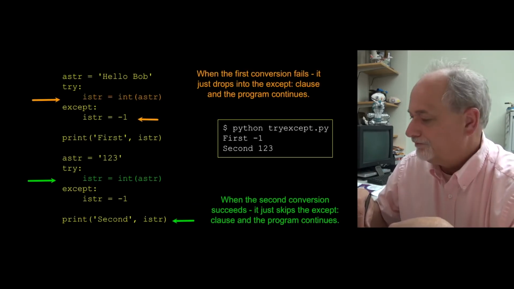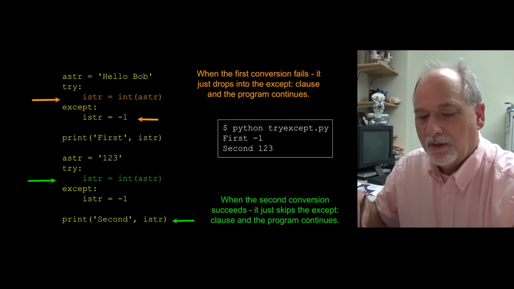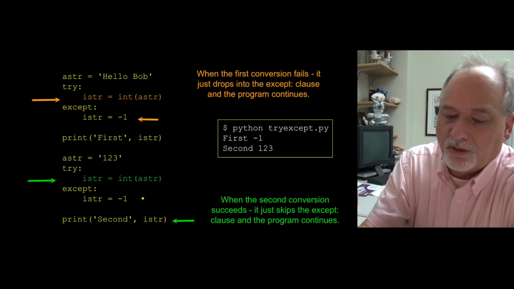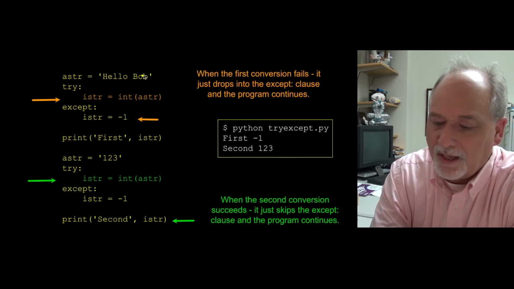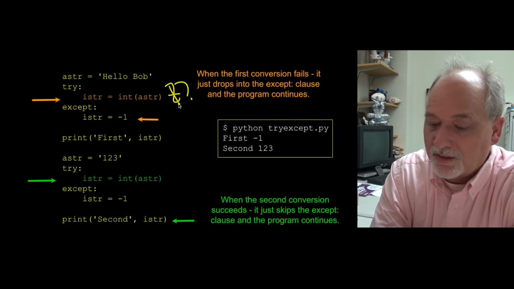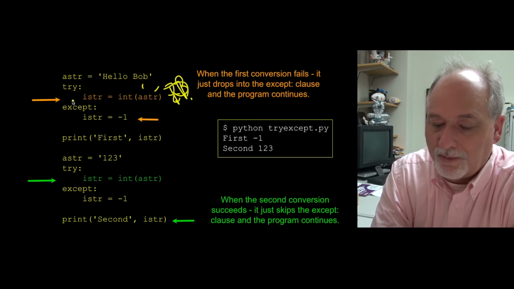So here's a bit of code for the try and except. And we just have 2 little bits of straight line code. And so we put a string in here that's hello Bob, and then we're going to convert it to an integer. This is the dangerous code. This code in this case with hello Bob is going to do a traceback. And so we say try, and then we indent the dangerous code, and then we add this little except bit.